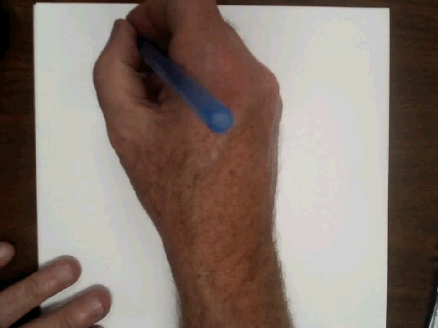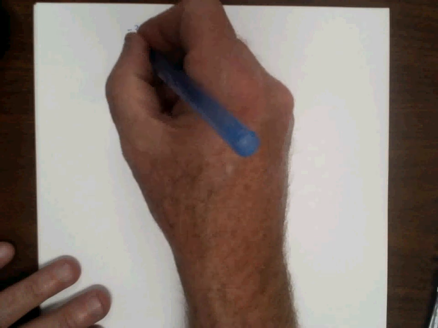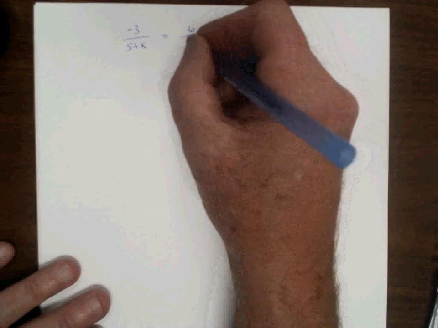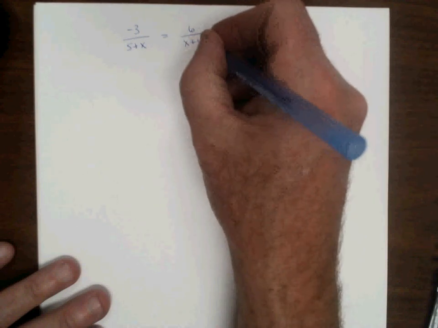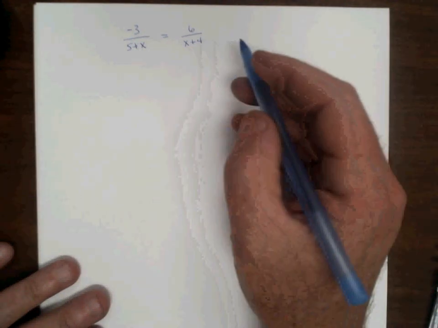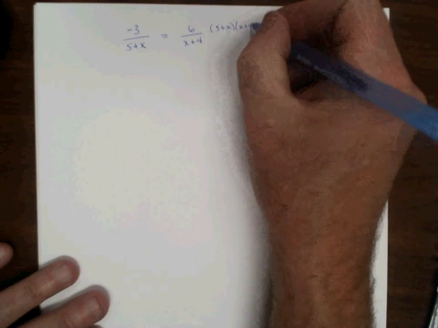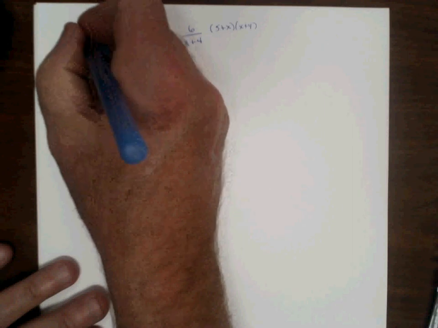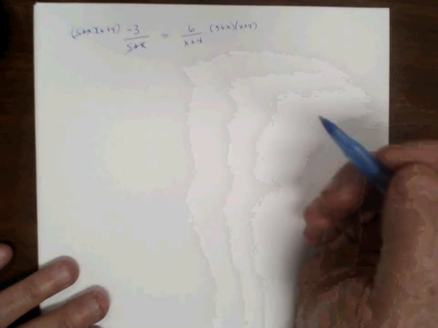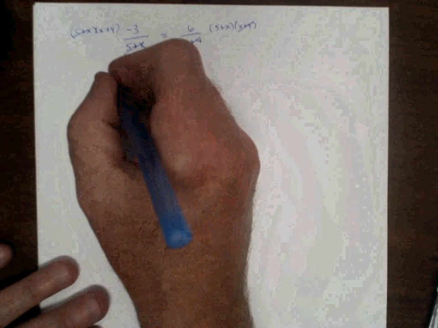Let's solve a couple more. Let's do negative 3 over 5 plus x equals 6 over x plus 4. Here we're dividing by 5 plus x. Here we're dividing by x plus 4. We're going to multiply both sides by 5 plus x and x plus 4. Division by 5 plus x and multiplication by 5 plus x cancel. Division by x plus 4 and multiplication by x plus 4 cancel.